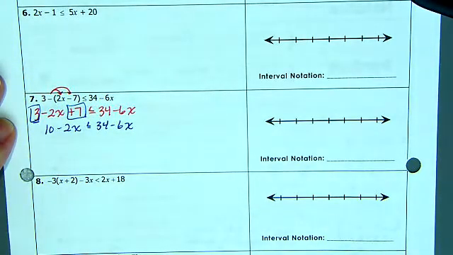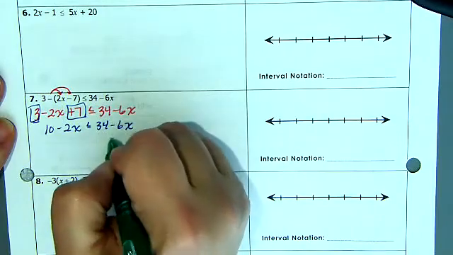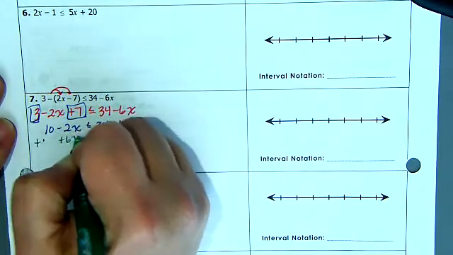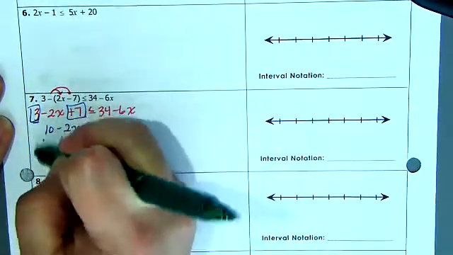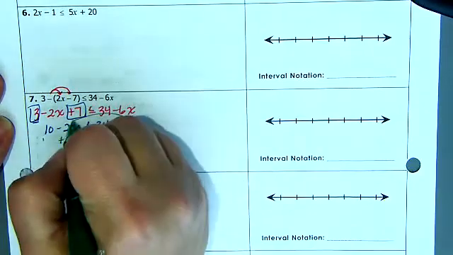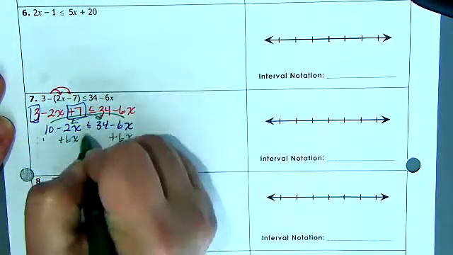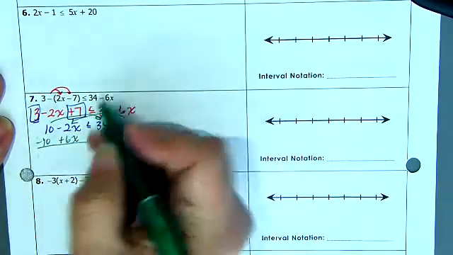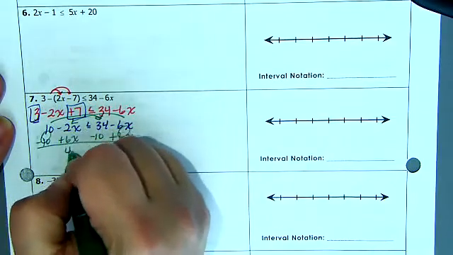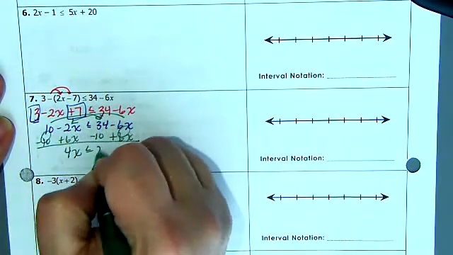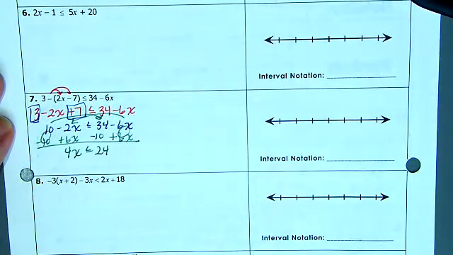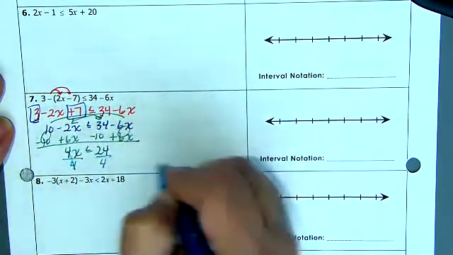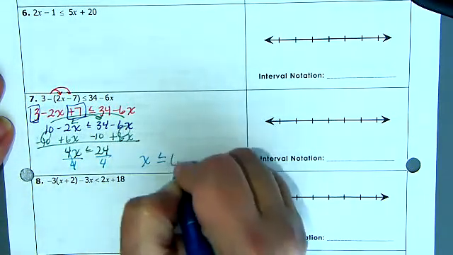At this point, I want to get the variables on one side, the constants on the other. So I'm going to add 6x to both sides. Make sure I line them up correctly. And then I'm going to move the 10. So I'm moving the 6x over here, the 10 over here. So I'm going to subtract 10 from both sides. When I do that, this zeroes out, this zeroes out, and I end up with 4x is less than or equal to 24. Divide by 4, divide by 4, and I have x is less than or equal to 6.